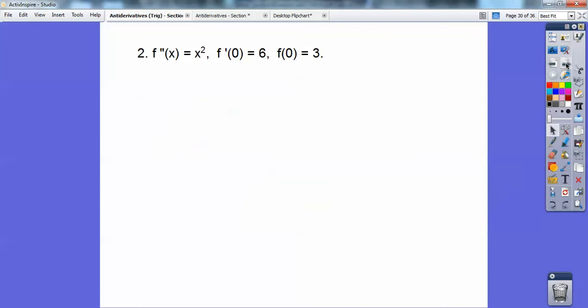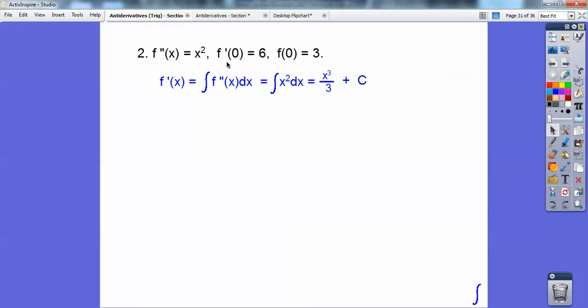Let's try one more of these, you guys. Okay, here's the double derivative equals x squared, and then they give me the first derivative: f prime of 0 equals 6, and then f of 0 from the original function, f of 0 equals 3. All right, okay, so let's work backwards. Let's get the first derivative function by integrating the second derivative function, okay? So the first derivative function is the integral of the second derivative function. So I get x cubed over 3 plus c.